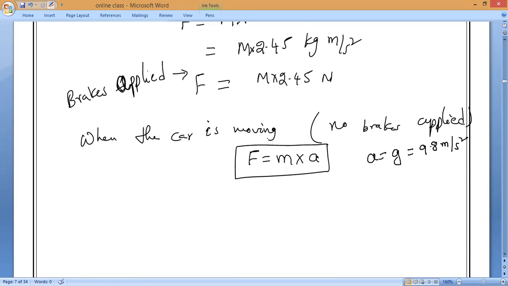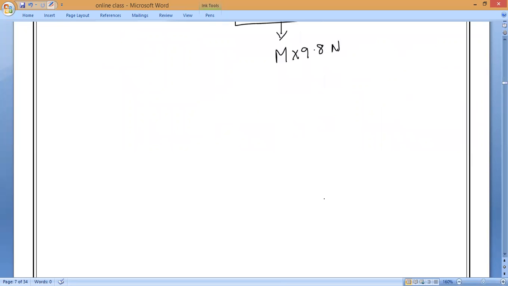Remember, keep in mind, in the question they have not mentioned anything regarding acceleration. Like this, ratio questions will come. You have to take the general acceleration of the car, or acceleration due to gravity, which is equal to 9.8. As we know, the car mass remains the same, so F is M into 9.8 newtons. Any doubt? So now we want to find the ratio of the force when brakes are applied and when the car is moving normally.